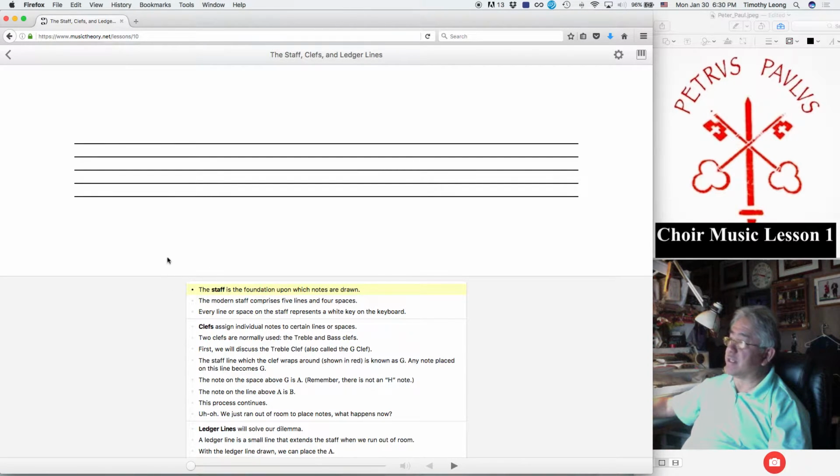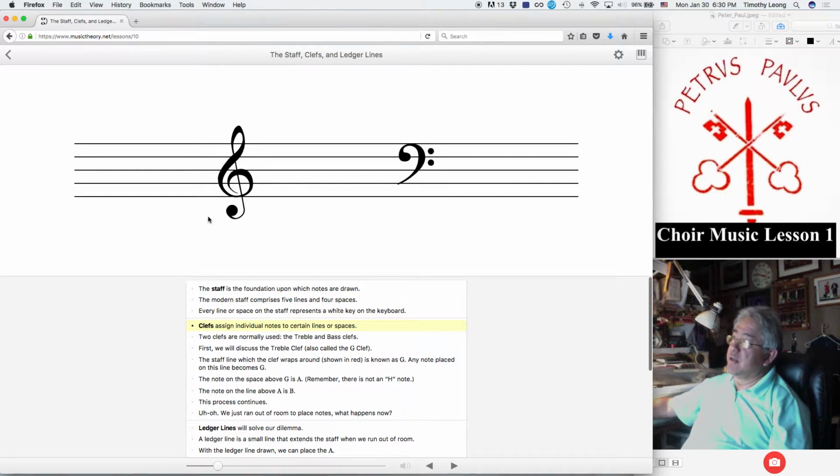Well, let's go to the clefs now. So the clef will tell you what kind of notes are written on any particular staff. So let's look at the clefs. This is the treble clef. That's for the higher notes. This is the bass clef, otherwise known as the F clef.